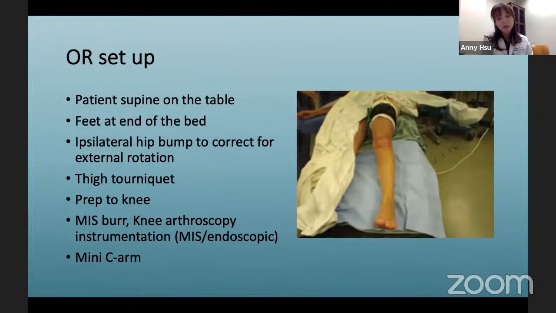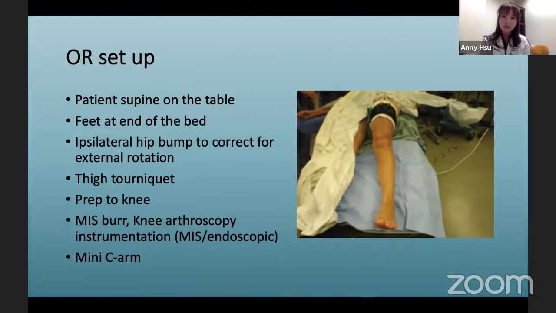So a very typical foot and ankle setup in the OR is to have the patient supine on the bed, with the feet at the end of the bed, and a bump underneath the hip to help correct for the external rotation of the lower extremity. I prep everything up high to the knee. There's a tourniquet on the thigh.